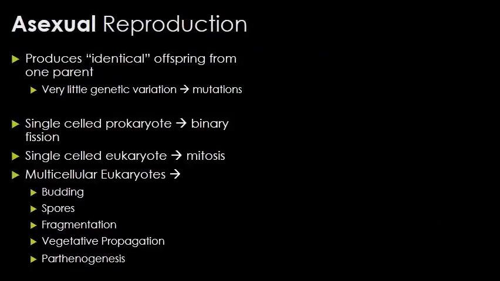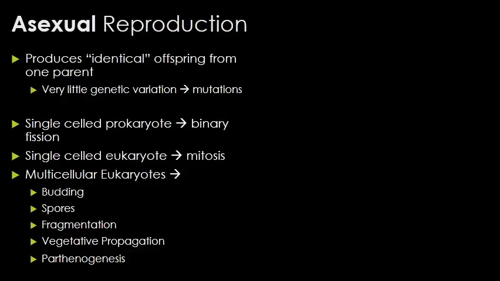Asexual reproduction does not involve the union of gametes or fertilization, and therefore only one parent produces offspring that are genetically identical to the parent. Now, this can be very beneficial in a stable environment because it's not going to matter that they're genetically identical, and it's going to cost very little energy to make that offspring. But in an unstable environment, that can lead to major problems.